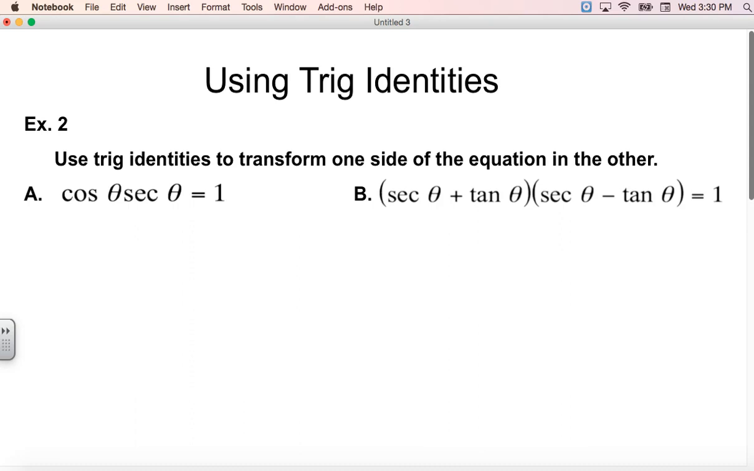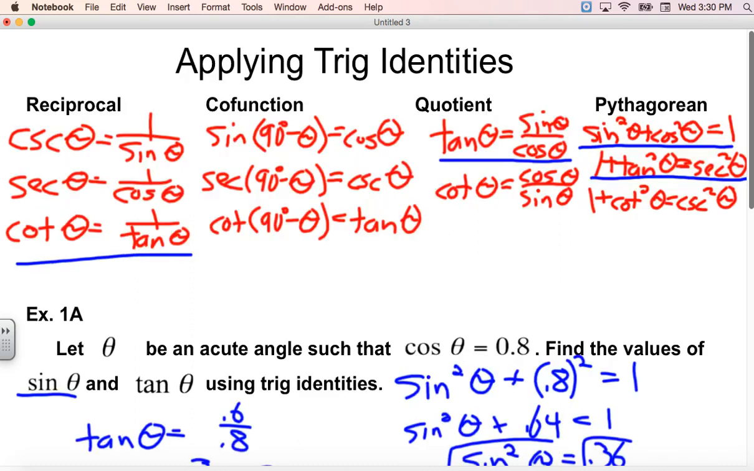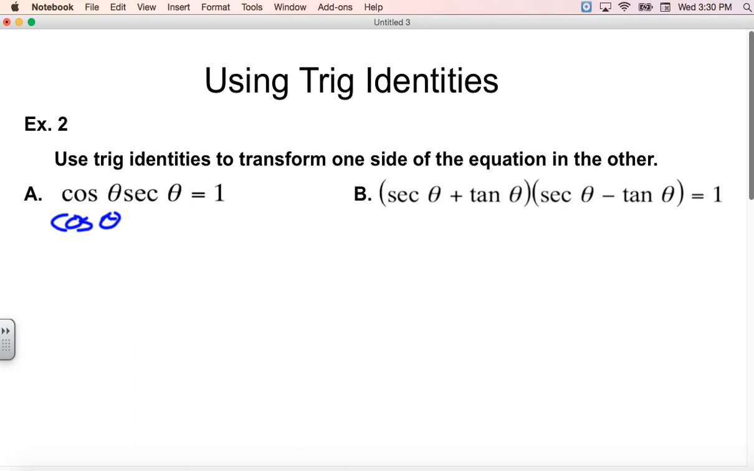So for this first one, we've got a cosine and a secant. Well, secant, that's not a sine or cosine. So let's change it using the identity to make it into either sine or cosine. We know from our last slide that secant is 1 over cosine. That's one of our reciprocal identities. So we can change secant to be 1 over cosine theta.